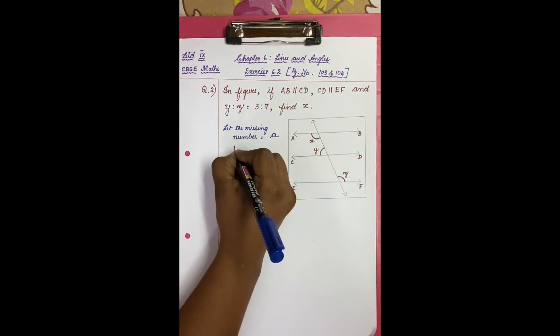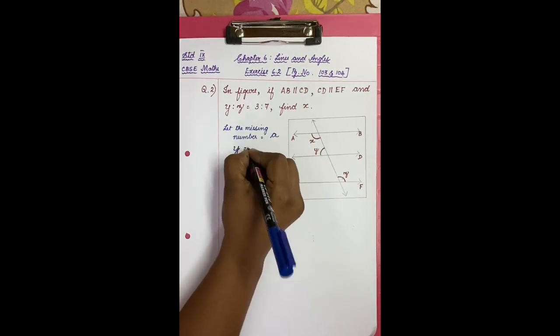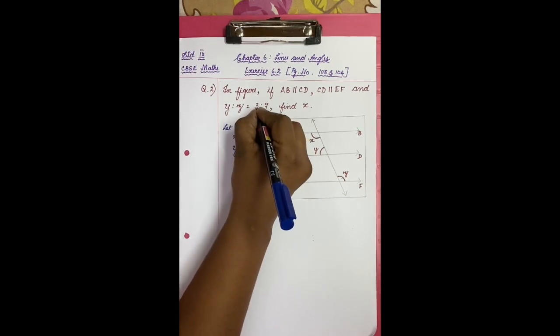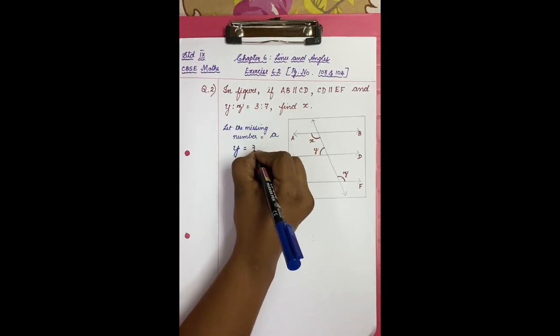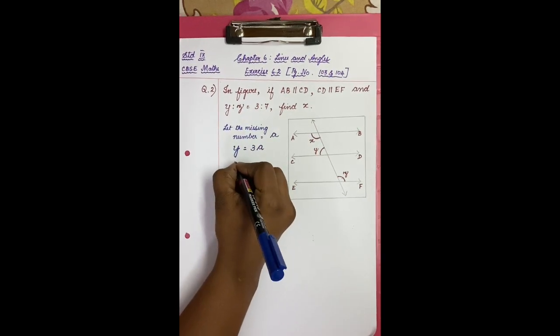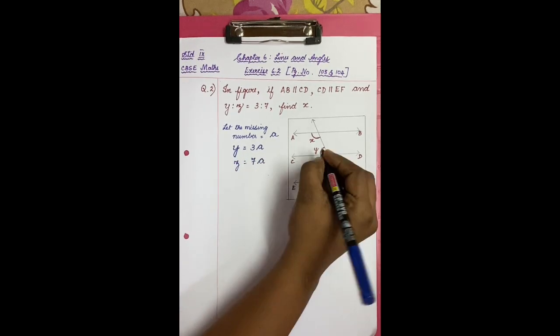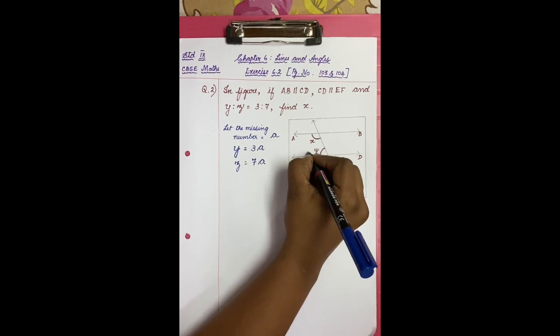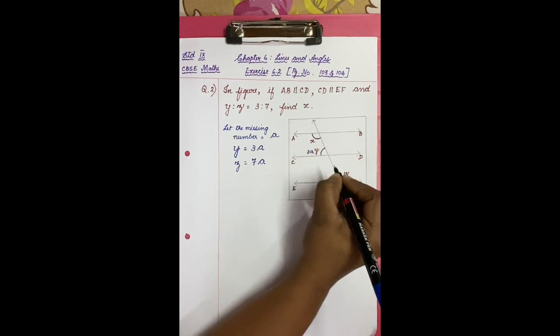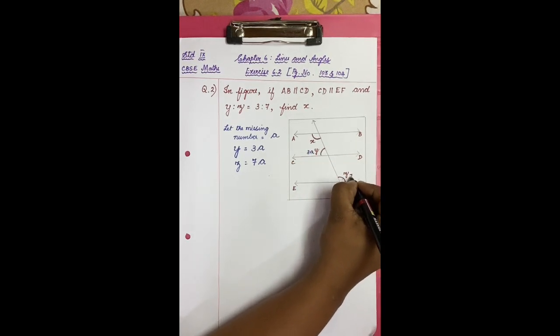So what can I say about angle y? Angle y is, according to the ratio, 3a. And what is z? z is equal to 7a. So I can also write it here: y is equal to 3a and z is equal to 7a.